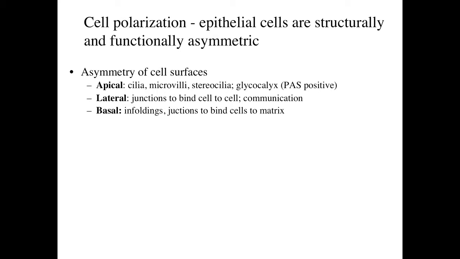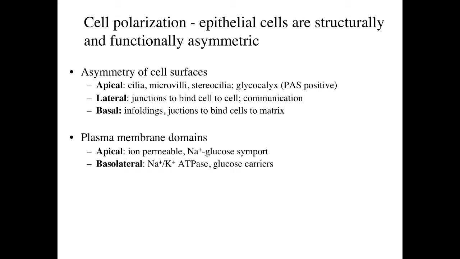The lateral domain of epithelial cells will contain junctions that bind cell to cell. These junctions can hold the cells together, and these junctions can also play a role in cell-to-cell communication. The basal surface of epithelial cells will have junctions that bind the epithelial cells to the extracellular matrix, and the membrane in the basal areas may be thrown into folds to increase membrane surface area.